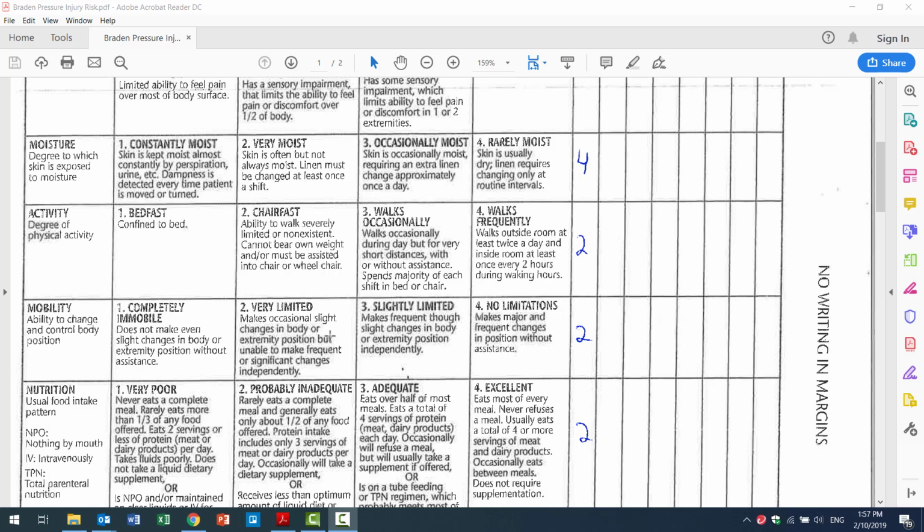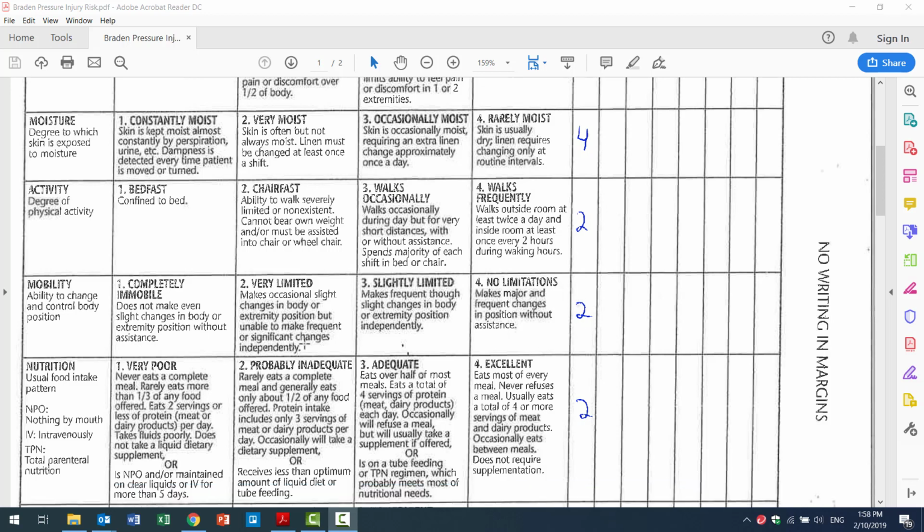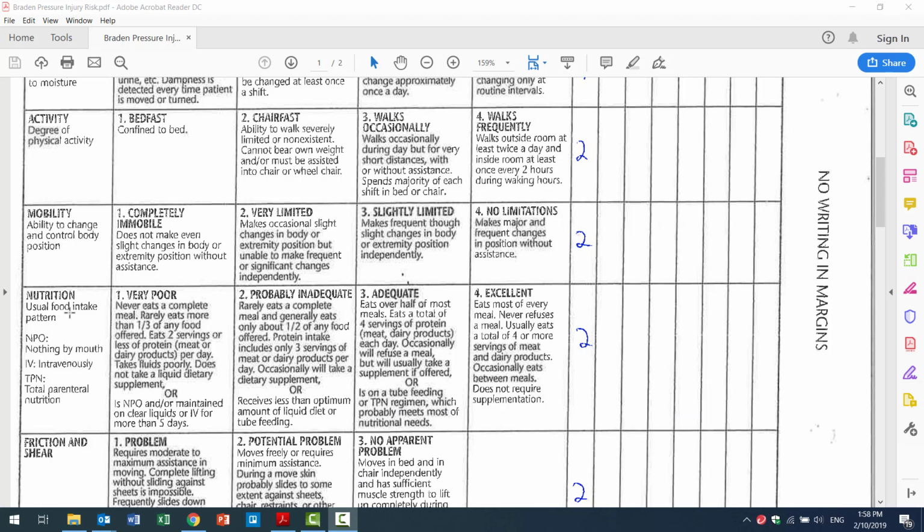Very limited is where they can only make occasional slight changes in the body or extremities, but they cannot make significant changes independently. And completely immobile, they do not make even the slightest changes in body or extremity position without assistance. These are the ones that need to be regularly turned. So in this case, the patient is a 2, where their ability to move is very limited. Nutrition.